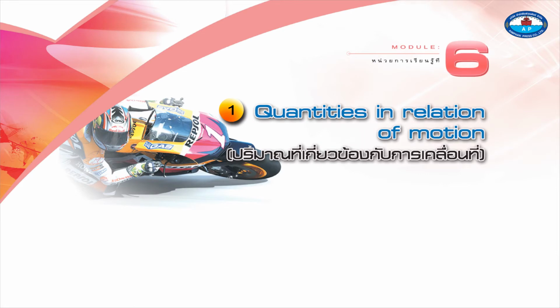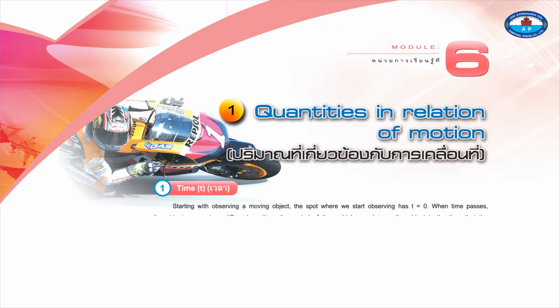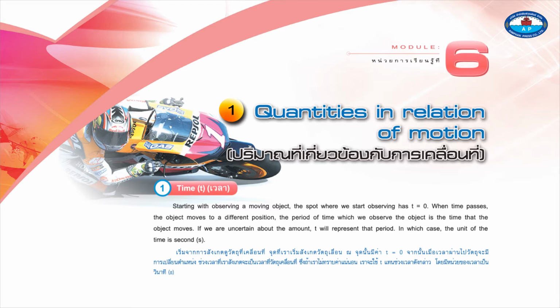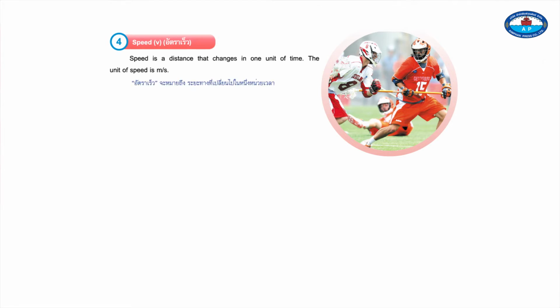Module 6. 1. Time. Starting with observing a moving object, the spot where we start observing has t equals 0. When time passes, the object moves to a different position. The period of time which we observe the object is the time that the object moves. If we are uncertain about the amount, t will represent that period, in which case the unit of the time is seconds.